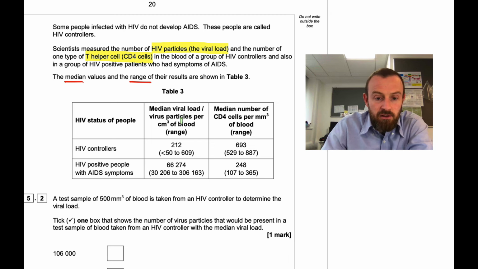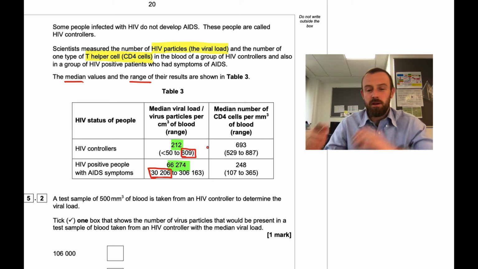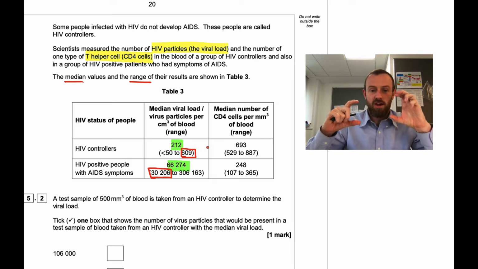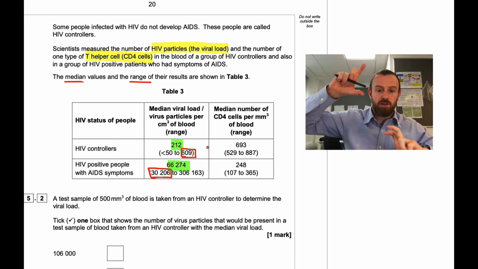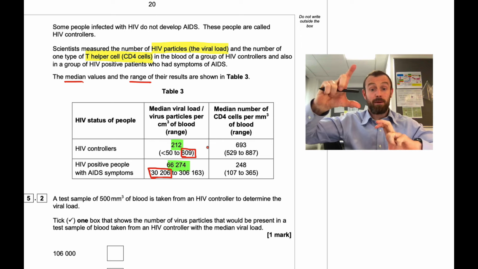So for HIV controllers, the viral load is way lower, 212 to 66,274. And actually also, if we look at the range of the HIV controllers, the highest person of all the HIV controllers had a viral load of 609, and that is significantly lower than the lowest person here. So this is like kind of showing me, it's not error bars because it's not standard deviation, but the range bars are way not overlapping.